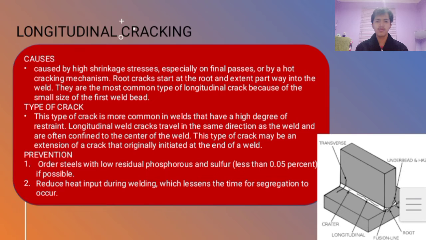This type of crack is common in welds that have a high degree of restraint. Longitudinal weld cracks run in the same direction as the weld and are often confined to the center of the weld. This type of crack may be an extension of a crack that originally initiated at the end of the weld. Lastly, the prevention. First, order steels with low residual phosphorus and sulfur, less than 0.05% if possible. Last, reduce heat input during welding, which lessens the time for segregation to occur.